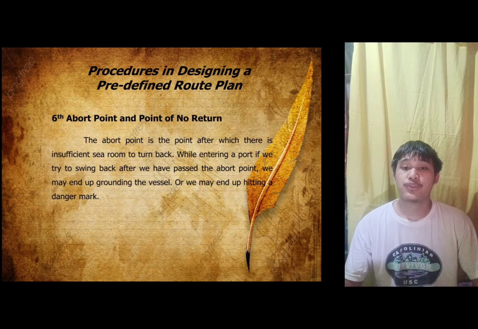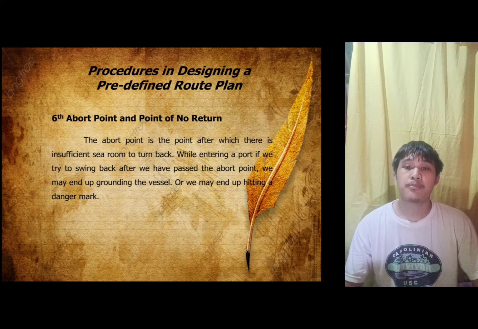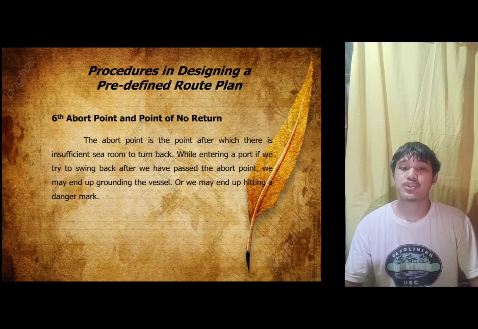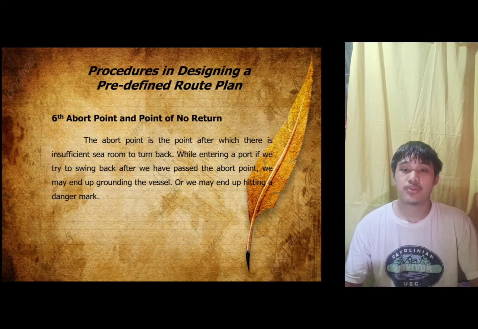So with the point of no return, there may be sufficient room to turn the vessel, but the vessel cannot return to where it came from because the conditions have now changed. One example of a point of no return is while proceeding in a river with a falling tide. If the next port is changed or cancelled after passing the point of no return, the vessel cannot return because the tide now will be less than it was a few hours earlier.